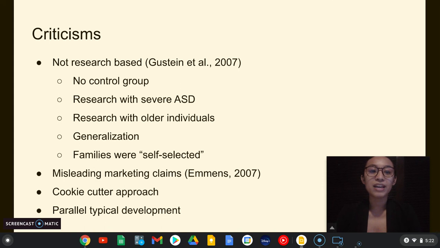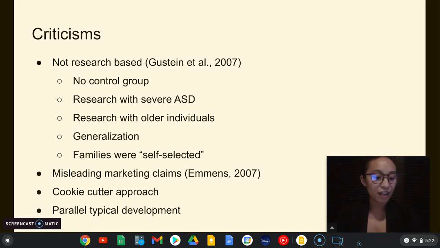Whereas a family that is not aware of such deficits or that their relationship with their child could be improved may not be as eager to implement and participate in the intervention or even consider RDI. Which leads to the next criticism stated by Emmons, that it could be a misleading marketing technique, as again, families may not be aware that it is a huge commitment and that they are the primary therapists. Another criticism related to this is the cookie cutter approach.